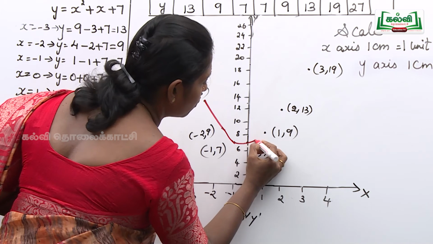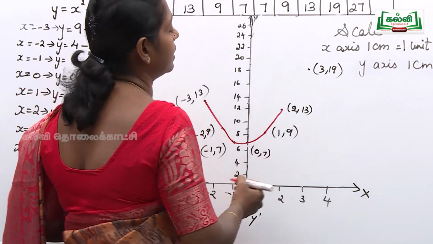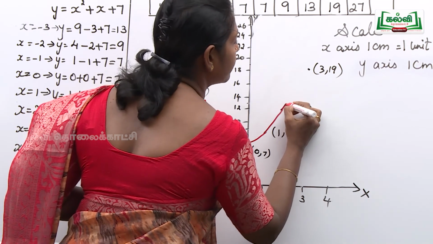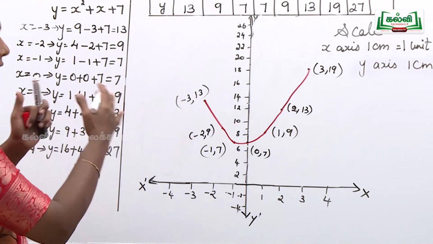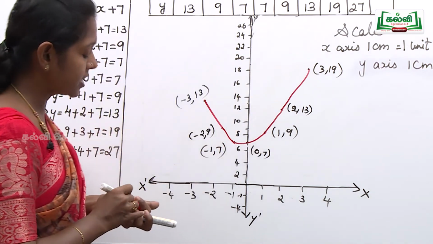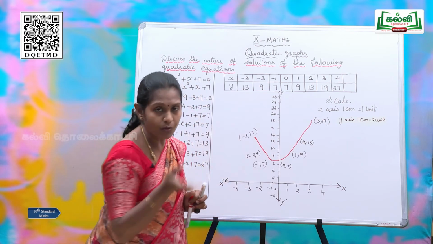And from 1, 9 to 2, 13. So from 2, 13 to at last 3, 19. Okay. So anyhow, it looks like a parabolic curve. That's why we stopped plotting this 4, 21. If you need, you can plot it.